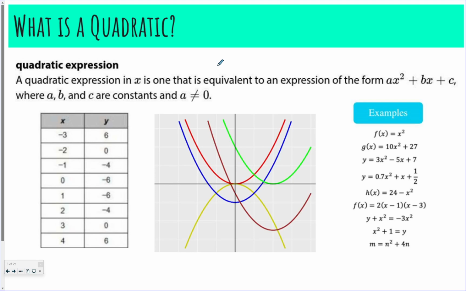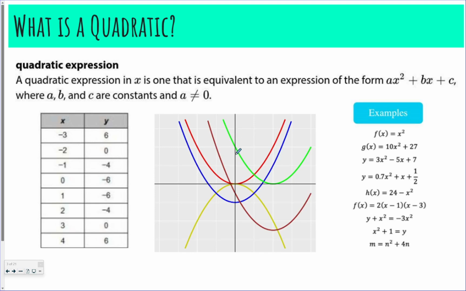So a quadratic expression, in a more mathematical definition, is an expression that is equivalent to one of the form ax squared plus bx plus c, where a, b, and c are constants and a is not 0. So why can't a be 0? If a is 0, what happens? 0 times x squared goes away, and you're left with bx plus c, which would be linear. And, well, we don't want that, right? We don't want linear. So we're going to hopefully not let that happen. Okay.